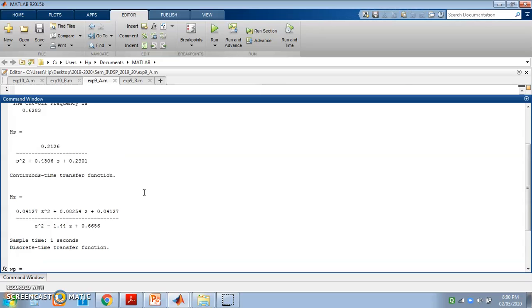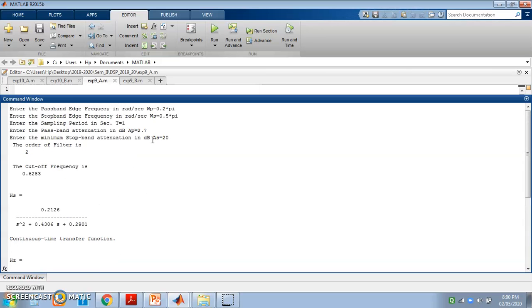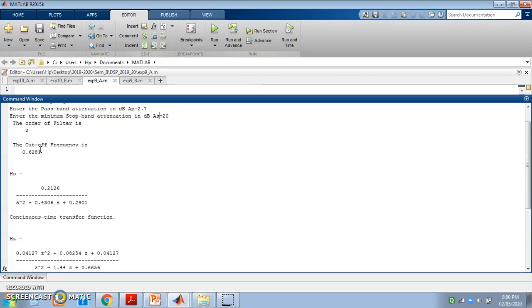So in AP and in AS, it can be considered in decibel value rather than the gain value. So they are converted into a decibel one, and that decibel values are used over here. That is 2.7 and 20 dB. So here I am getting the order of filter is 2 and the cutoff frequency is 0.6283.